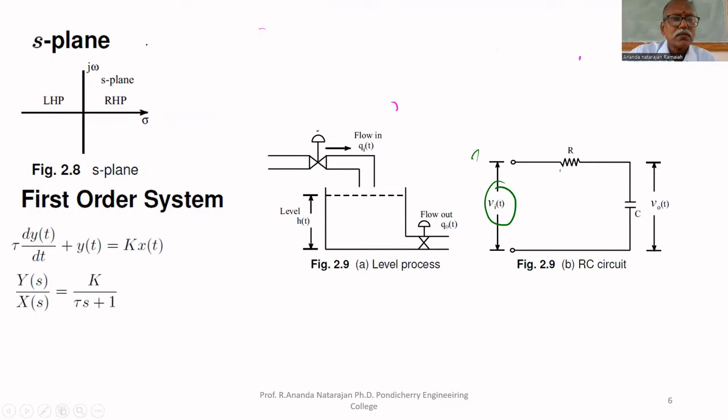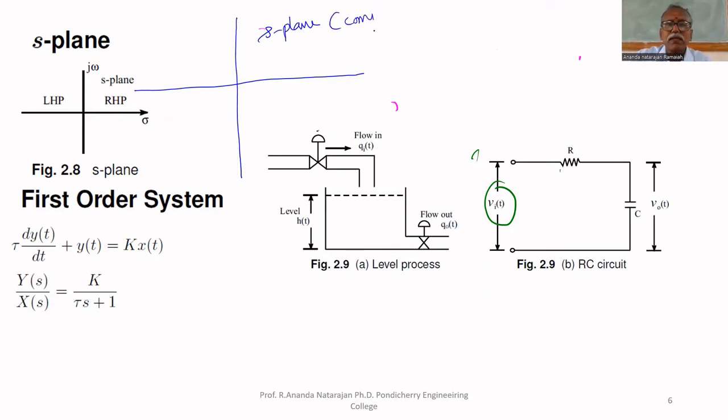S-plane. Already you know what is S-plane. S-plane is a complex plane. What is the complex plane? The horizontal axis will be sigma and the vertical axis will be j omega. That is called the complex plane, or simply the S-plane.